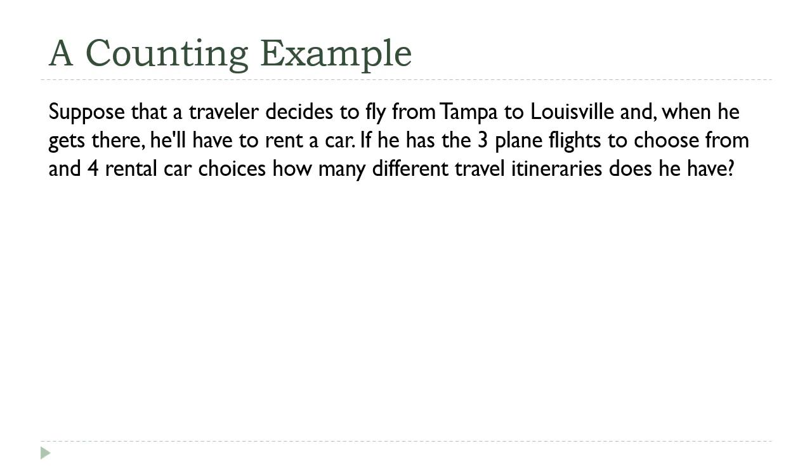All right, well, here's how I'm going to start analyzing this. I'm going to say his first choice is to choose the plane. So I'm going to make a little tree diagram here. It's going to help me to organize what's going on. So first, he has flight 1, then he has flight 2, and over here he has flight 3. Those are his three choices for the plane flight.